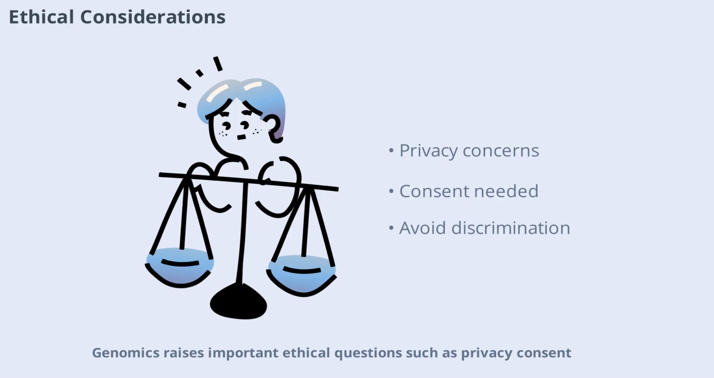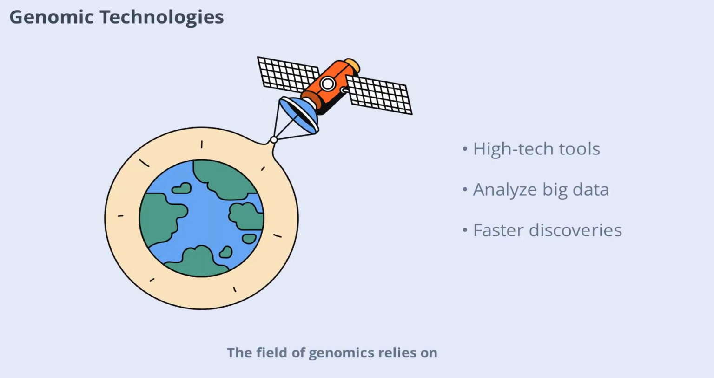Genomics raises important ethical questions, such as privacy, consent, and the potential for genetic discrimination. It's crucial for scientists, policymakers, and the public to work together to ensure that genomic information is used responsibly and benefits everyone. The field of genomics relies on advanced technologies such as high-throughput sequencing, bioinformatics, and powerful computers.